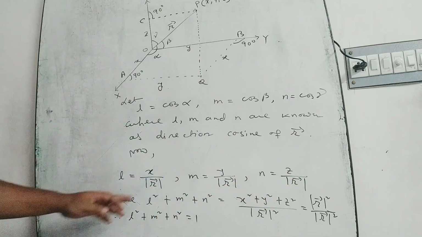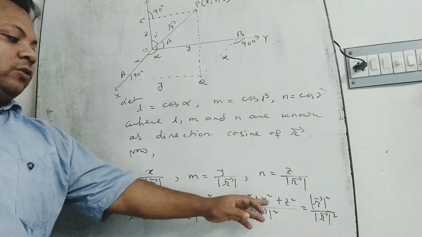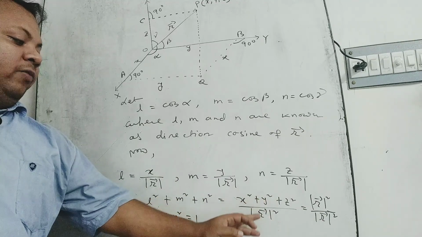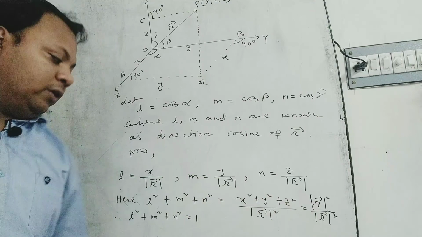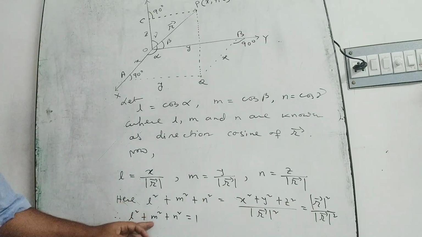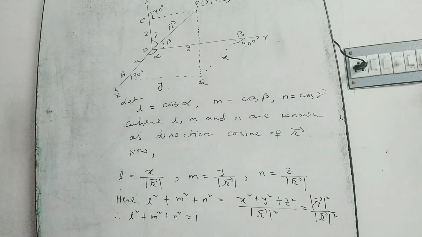Now L square plus M square plus N square is equal to x square plus y square plus z square divided by mod of r square, which is equal to mod of r square by mod of r square. This gives L square plus M square plus N square is equal to 1. This is the relation among the direction cosines.